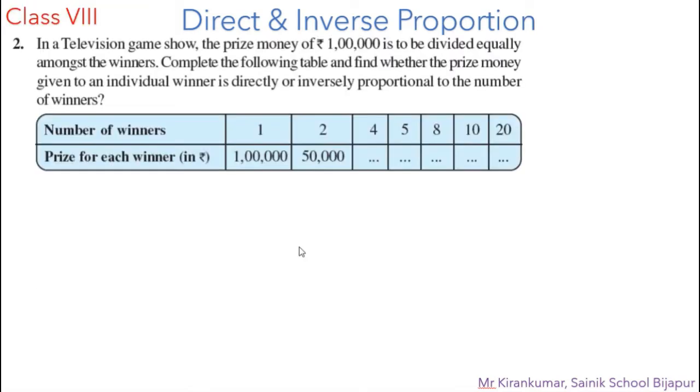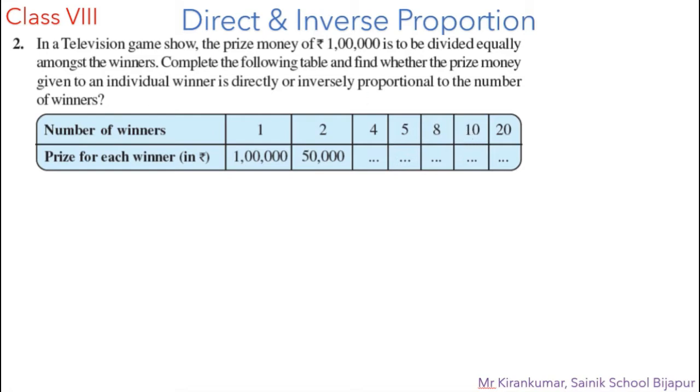Let's look at question number 2. In a television game show, the prize money of rupees 1 lakh is to be divided equally amongst winners. Complete the following table and find whether the prize money given to an individual winner is directly or inversely proportional to the number of winners. Here, for one winner, it's 1 lakh. For two winners, when it is divided, it is 50,000. Now we need to complete this for 4, 5, 8, 10, and 20.